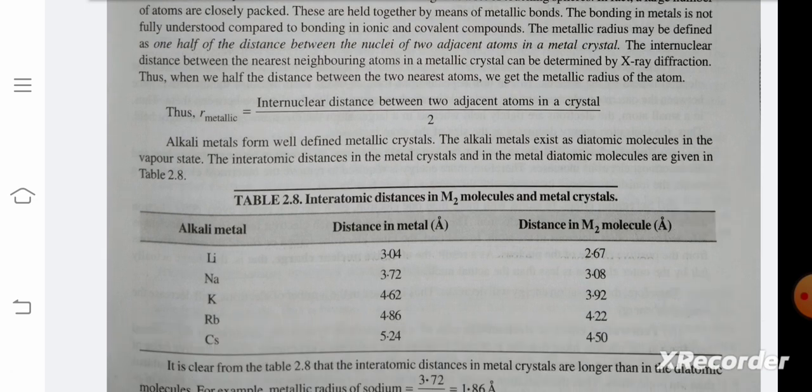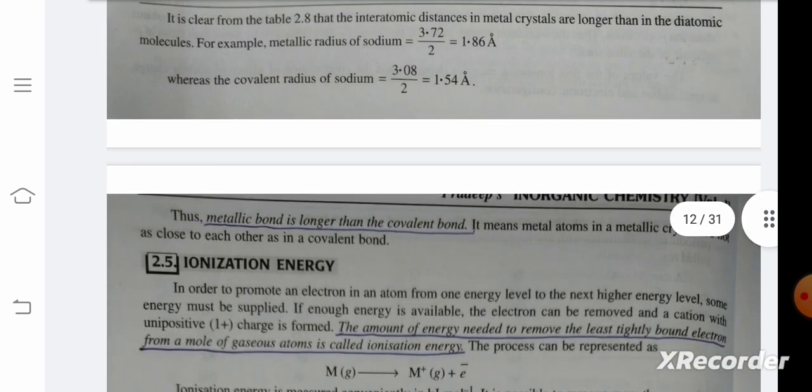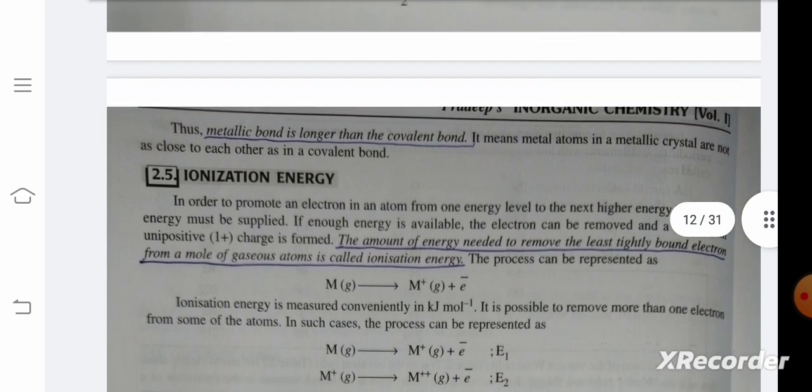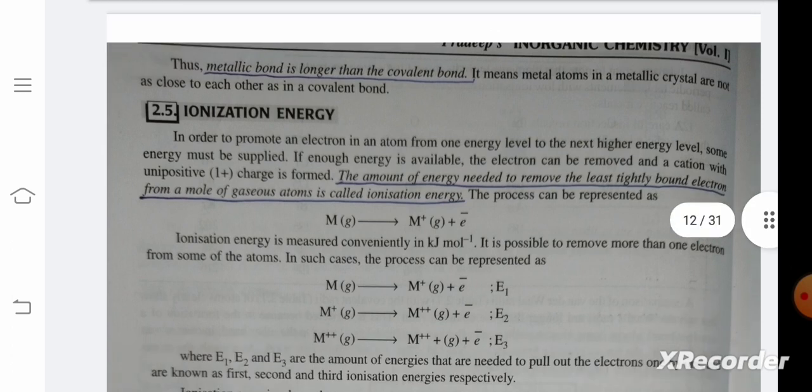Alkali metals form well-defined metallic crystals. The alkali metals exist as diatomic molecules in the vapor state. The metallic bond is longer than the covalent bond. It means metal atoms in a metallic crystal are not as close to each other as in a covalent bond.